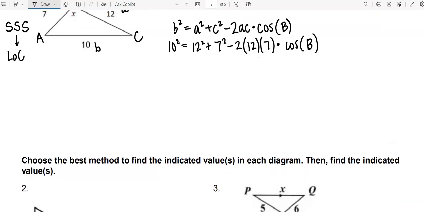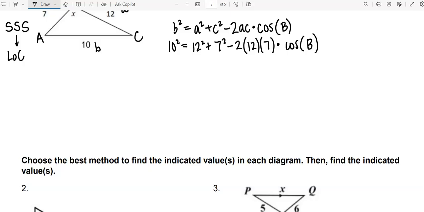I talked about this yesterday. It's nice when you don't know a side because you can start with that side and just solve the right side of the equation and then take the square root like we did yesterday. This time we have big B that we don't know, and it's inside of cosine, and there's quite a few things happening to cosine. So this one's a little bit different than yesterday.